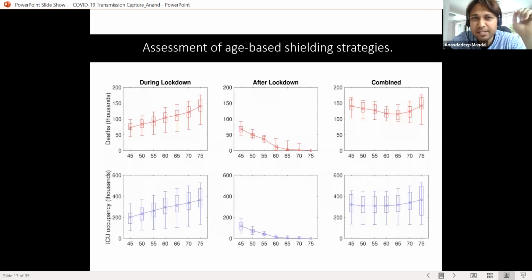In all these age-based simulations which we did, all age groups had different transmission rates. Everywhere you see ICU occupancy: if nobody above 45 years of age can come out of their house, the ICU occupancy is the least. However, after lockdown, when those aged 45 and more come out of their house, they are more susceptible. Because they're aged, they get more infected, and hence there is more ICU occupancy. Again, the best age was 60-65.